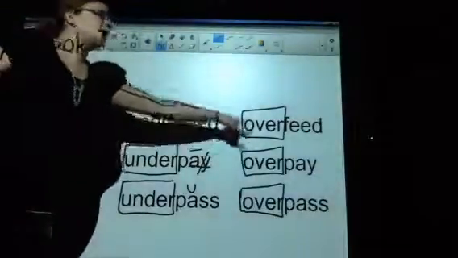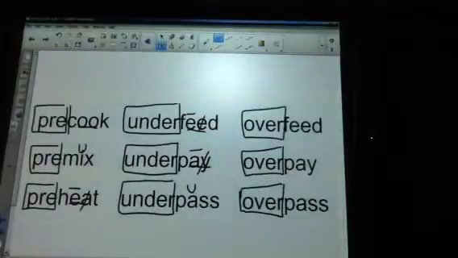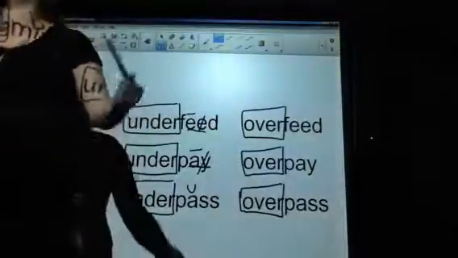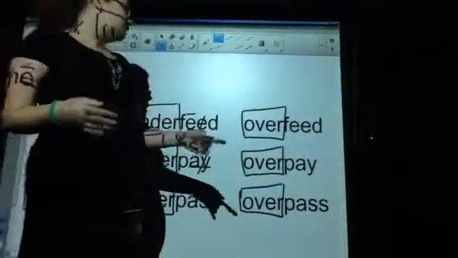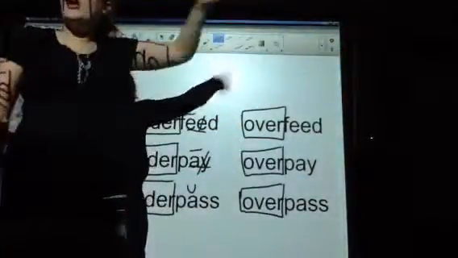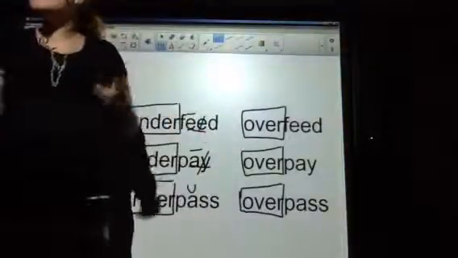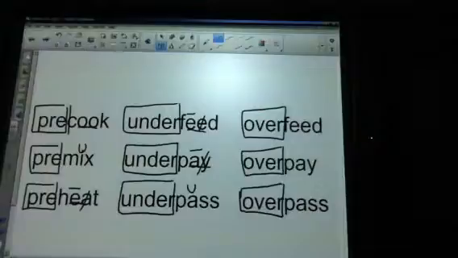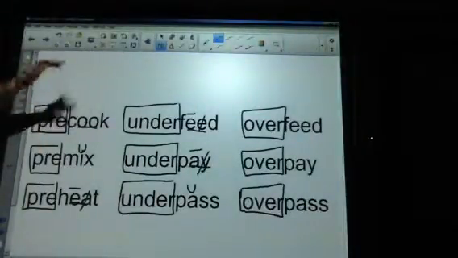What would the over mean in these words? Like you go over something. You pay over the amount you were supposed to. Okay, so too much. To overfeed, if I overfeed my dog, I gave him too much food. If Mrs. Nelson overpaid me, she gave me too much money.